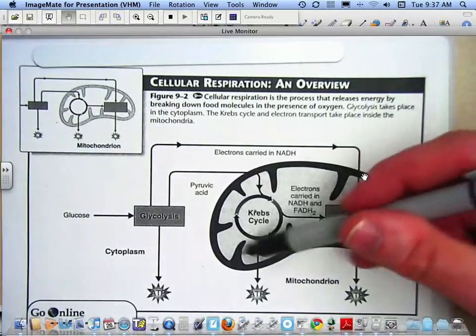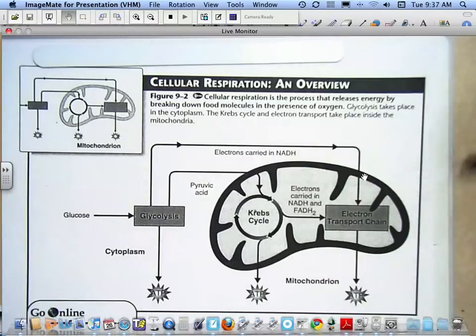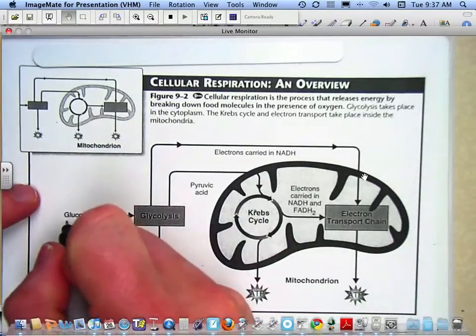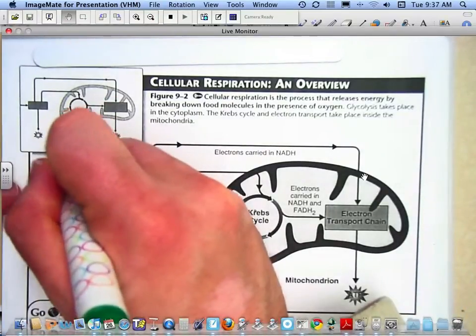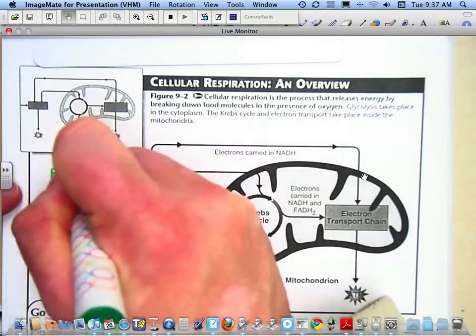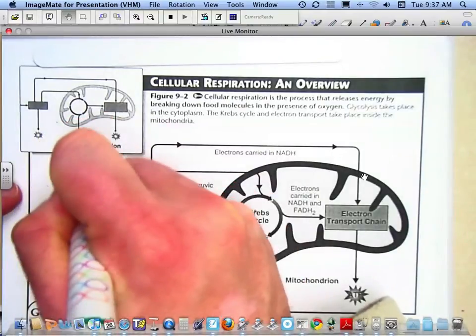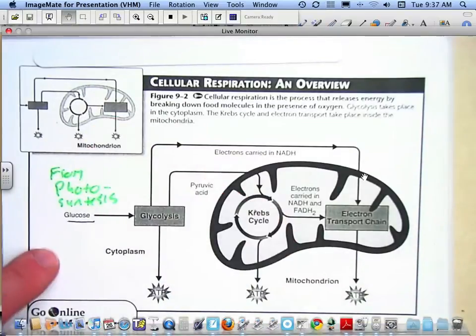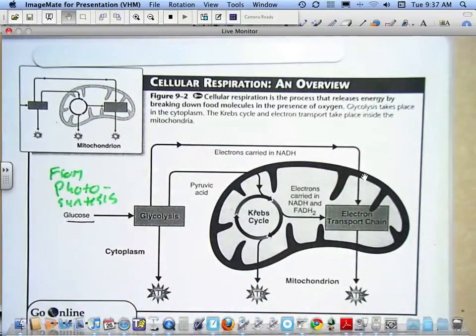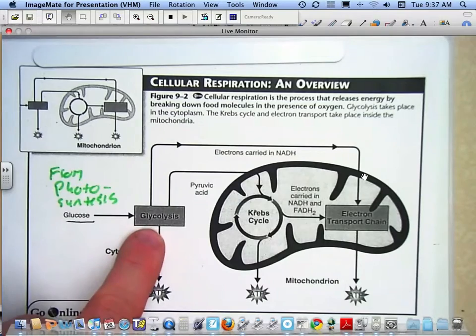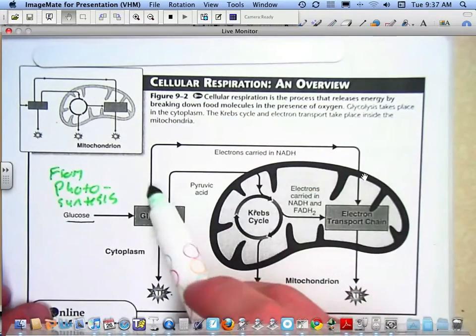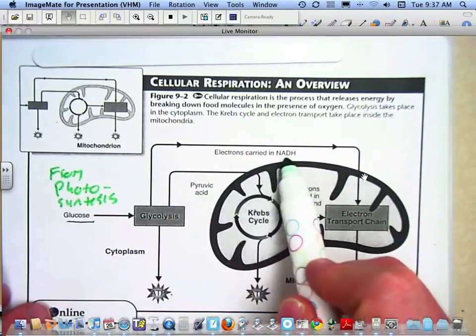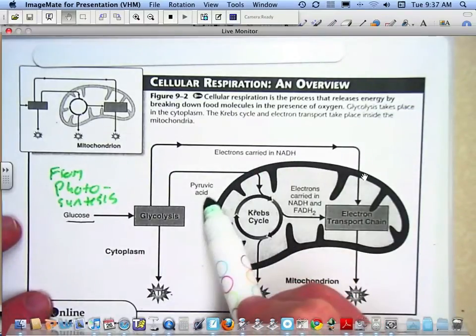So here we've got the mitochondria. That is the organelle in the cell that uses sugar to make energy. Glucose. Oh, yeah, it starts with glucose. Where did this come from? It came from photosynthesis. Okay, so glucose comes into the cell. It goes through something called glycolysis, remember, breaking of sugar, and out comes ATP and electrons carried in NADH. Also, you get pyruvic acid.